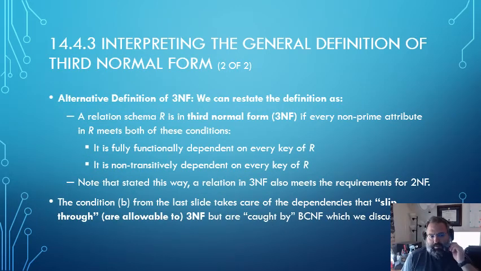As an alternative definition of third normal form, we can restate the definition as: a relational schema R is in third normal form if every non-prime attribute in R meets both of these conditions. It is fully functionally dependent on every key of R. It is non-transitively dependent on every key of R. Note that stated this way, a relation in third normal form meets the requirements of second normal form. The condition B from the last slide takes care of the dependencies that slip through, are allowable in third normal form, but are caught by Boyce-Codd normal form in the next discussion.